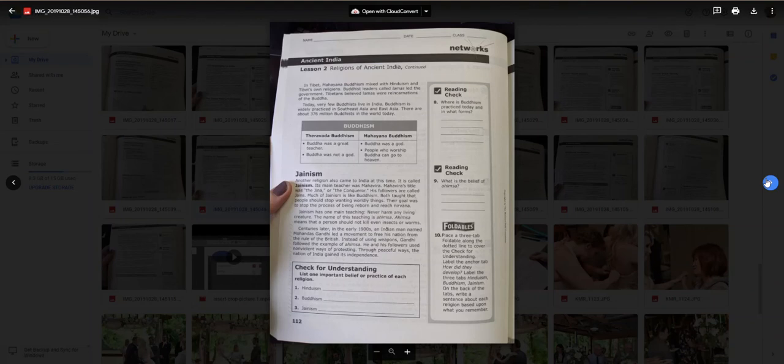Centuries later, in the early 1900s, an Indian man named Mohandas Gandhi led a movement to free his nation from the rule of the British. Instead of using weapons, Gandhi followed the example of Ahimsa. He and his followers used nonviolent ways of protesting. Through peaceful ways, the nation of India gained its independence.